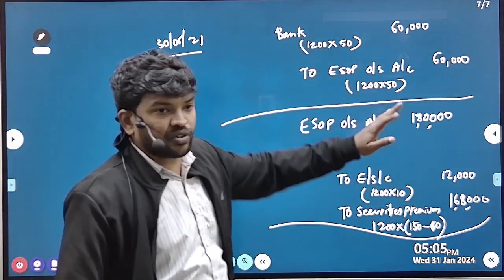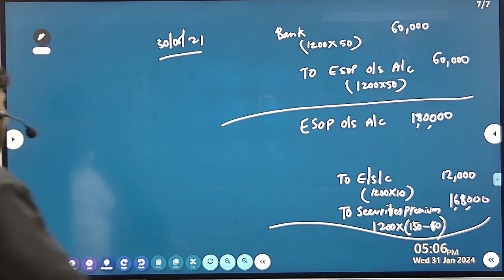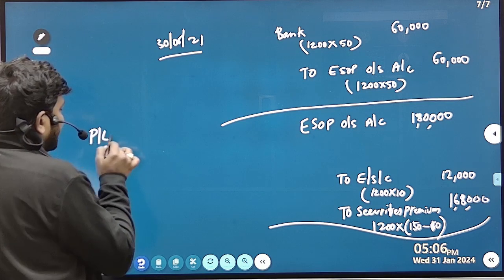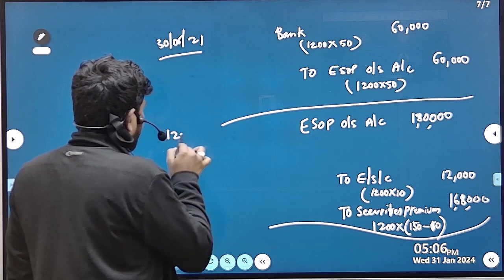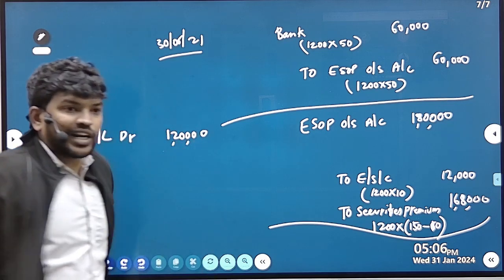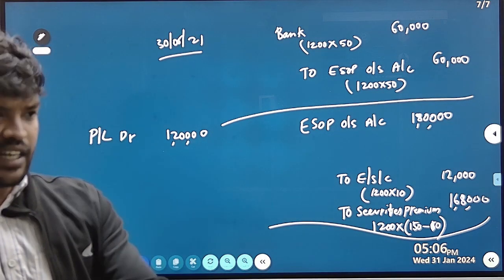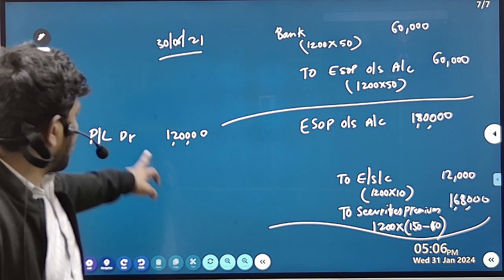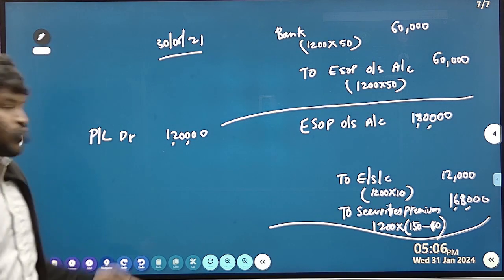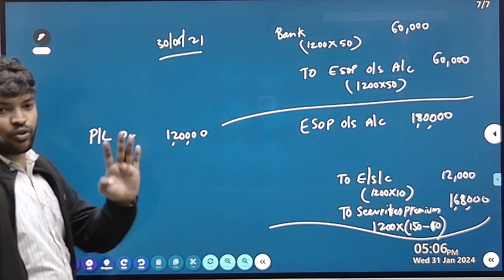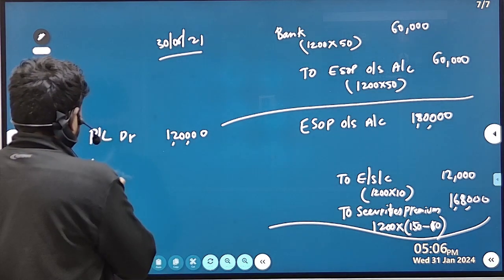ESOP outstanding account gone. Net effect मैं बता रहा हूँ. P&L को डेबिट कितना हुआ? 1,20,000 हुआ है. 1 lakh plus 40 minus 20 जनरल रिजर्व में जो क्रेडिट किया है, इनडायरेक्टली P&L को क्रेडिट किया है. यस, तो टोटल 1,20,000 क्रेडिट हुआ है. यस और नो? तो टोटल P&L अकाउंट में डेबिट 1,20,000 होगा. टिल नाउ क्लियर?